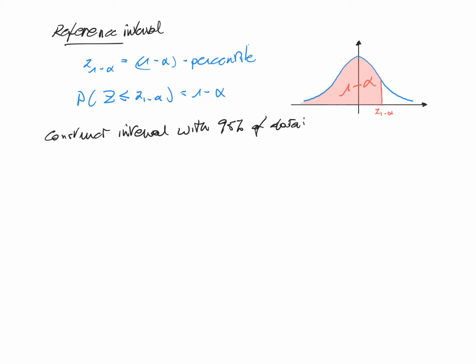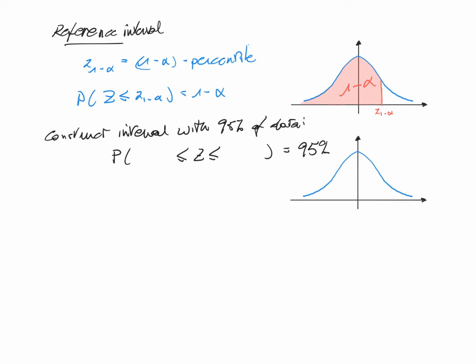And so it means that if we look at the density function, to the left of the interval we have to have 2.5% of the data, half of the 5% which is not in the interval. And also to the right, we have to have 2.5% of the data. So we want to find an interval that contains the 95% most likely values of my random variable z. Or if we want to write this down, the probability that z lies in this interval has to be 95%.